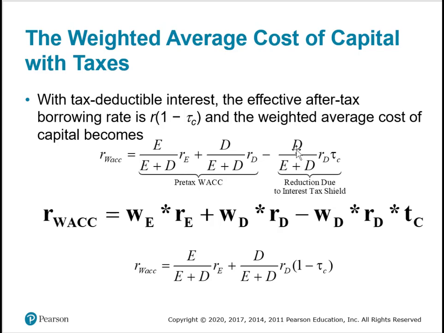So again, as the proportion of debt goes up, this part declines, obviously, and that would reduce the weighted average cost of capital. If we expand this algebraically, we end up with just the proportion of equity times the cost of equity, plus the proportion of debt times the after-tax cost of debt, R sub D, that cost, times 1 minus the tax rate.